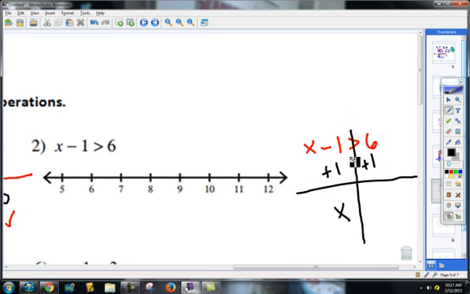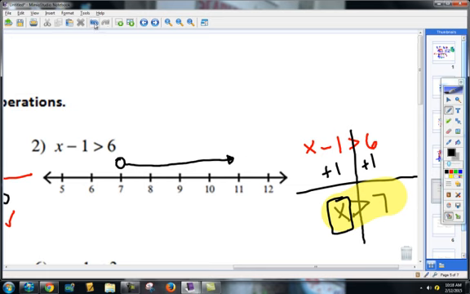Does my inequality symbol stay the same? Yes. Absolutely. And 6 plus 1 is 7. So there you go. There's my problem. So I need to find 7. Here it is. Is this going to be an open or a closed dot, Caitlin? It's going to be an open dot over 7. Now, are the solutions for x going to be ones that are to the right of that 7, or to the left, Ben? To the right.